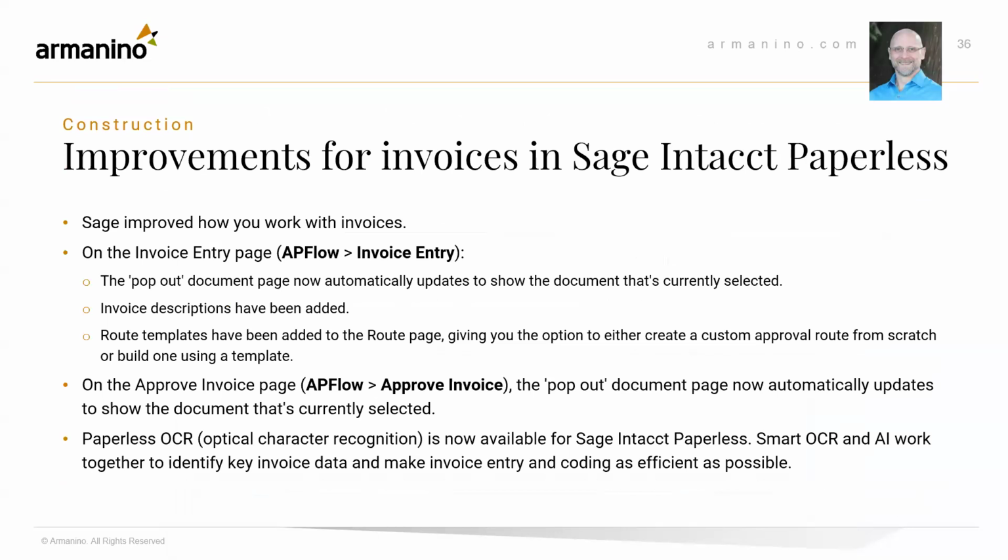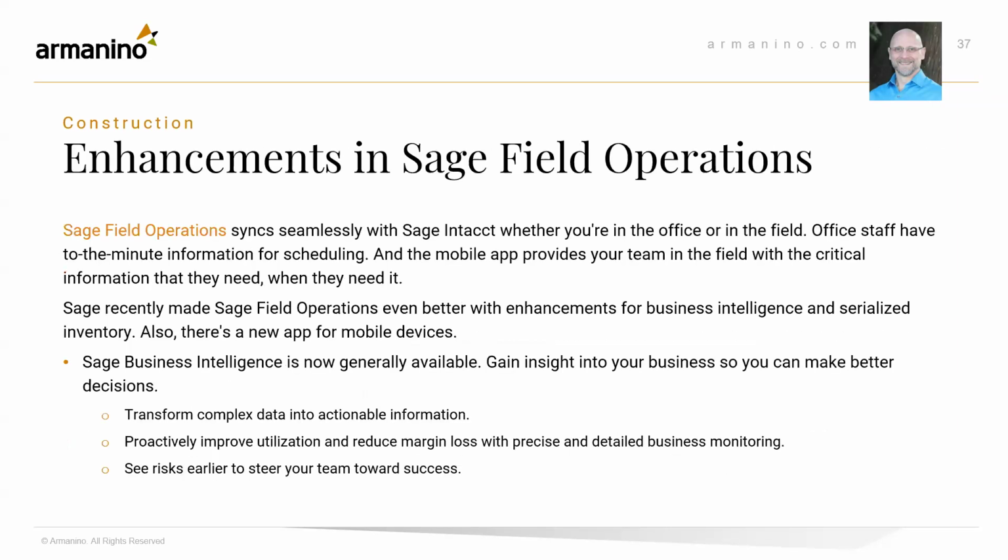Improvements for invoices in Sage Intacct Paperless. I'm pretty sure there's probably not a lot of people here that have Sage Intacct Paperless. It's a pretty new module, but they have made a few improvements if you have it. A couple of pop-outs, invoice descriptions, the ability to approve on the approve invoice page. They have a pop-out, and then they've also released Paperless OCR, which is a combination of smart OCR and AI working together to identify key invoice data and make the invoice entry and coding as efficient as possible.